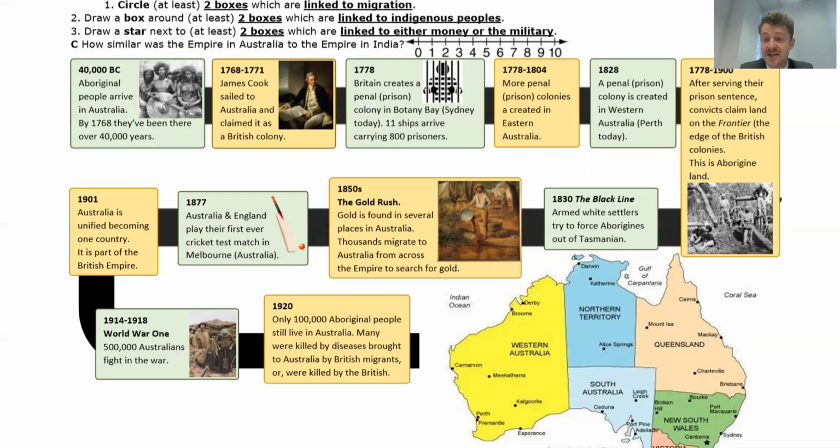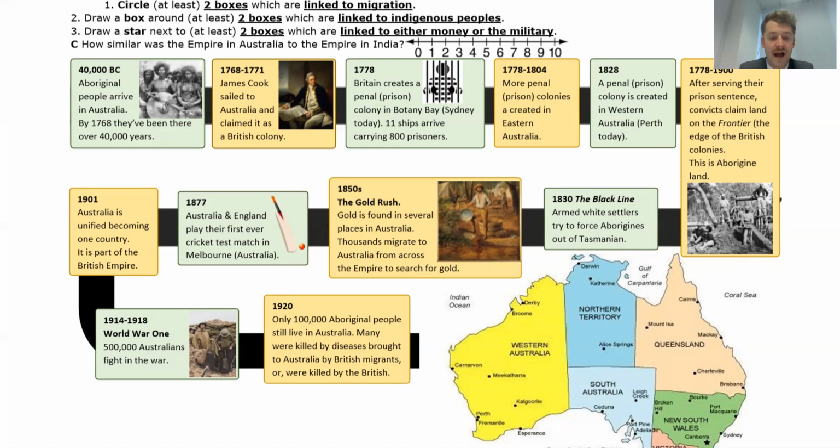Now, in terms of indigenous people, I'm going to put a box around 40,000 BC with the Aboriginal people, and I'm going to put a box around 1920 with the only 100,000 Aboriginal people being left in Australia. So I'm putting boxes around those two because they tell us about the Indigenous population.